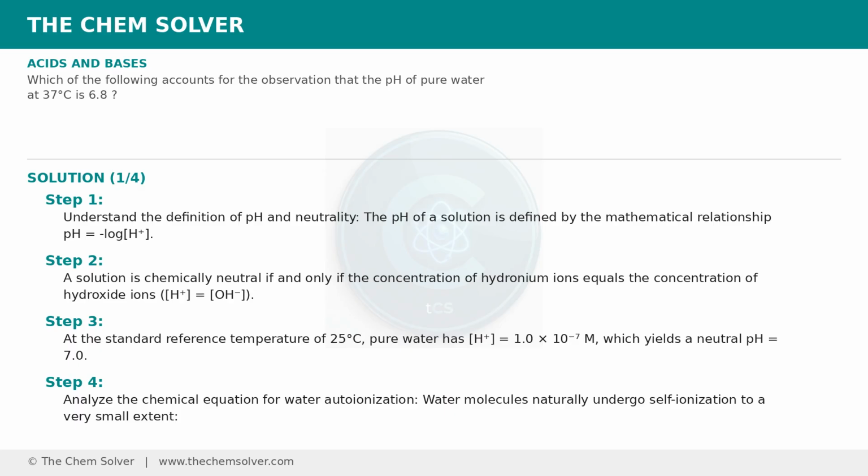At the standard reference temperature of 25 degrees Celsius, pure water has [H+] equals 1.0 times 10 to the power minus 7 molar, which yields a neutral pH equals 7.0.